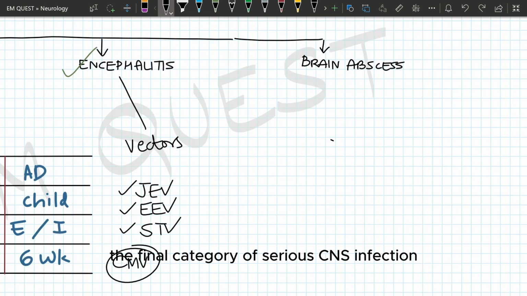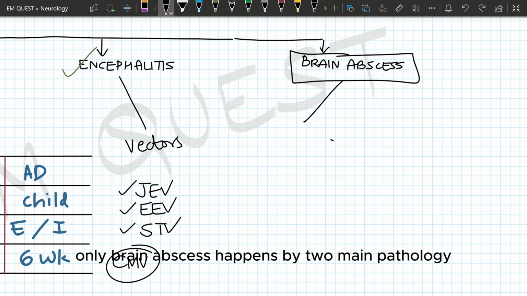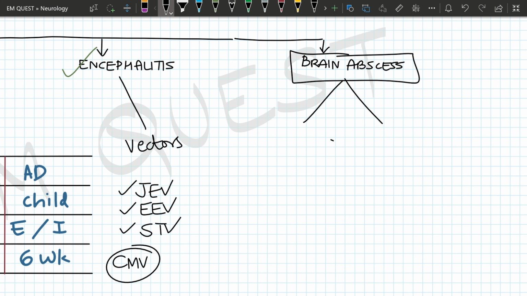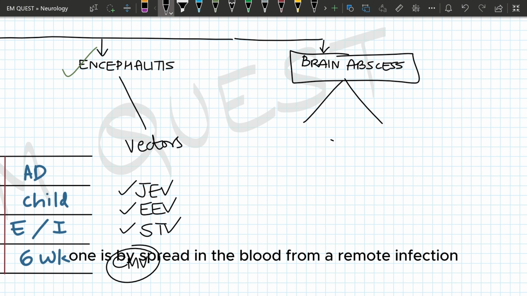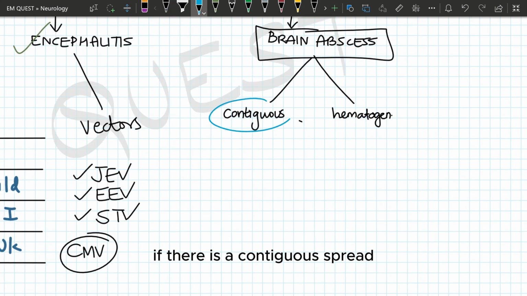The final category of serious CNS infection that we will talk about is brain abscess. Normally, brain abscess happens by two main pathologies. One is by spread in the blood from a remote infection, and the other is contiguous invasion. If there is a contiguous spread, then normally the location of the initial infection dictates where the abscess will be.